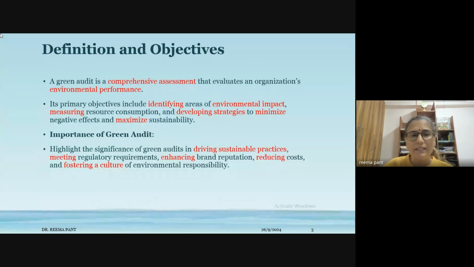So when we talk about it, yes, I've told you it's a comprehensive audit. It's a very big assessment. We identify the areas where environmental impact is happening. What is the level? What is the measurement of that? How much resource consumption is happening? What can be the strategies by which we can bring down the negative externalities and bring up the positive externalities, and also maximize sustainability? How can we make it more sustainable? How can we make it easier to work with? And how can we remove the loopholes that we have in our existing system? That is what the green audit intends to do.